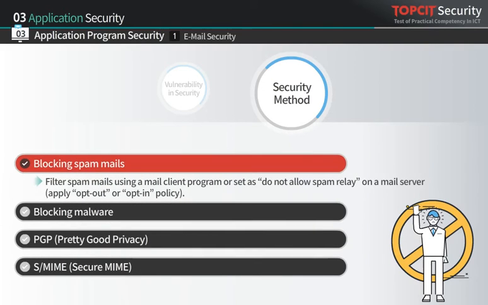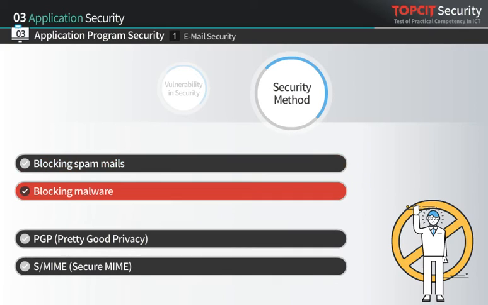First, use a mail client program to filter spam mails or set the mail server to not allow spam relay. Please refer to the fact that you have to apply policies of either opt-out, which is a method of rejecting mails afterward, or opt-in, which is for rejecting in advance. You can also use a class map or a policy map in the router, or virus wall, which is a type of application firewall, to block malware.